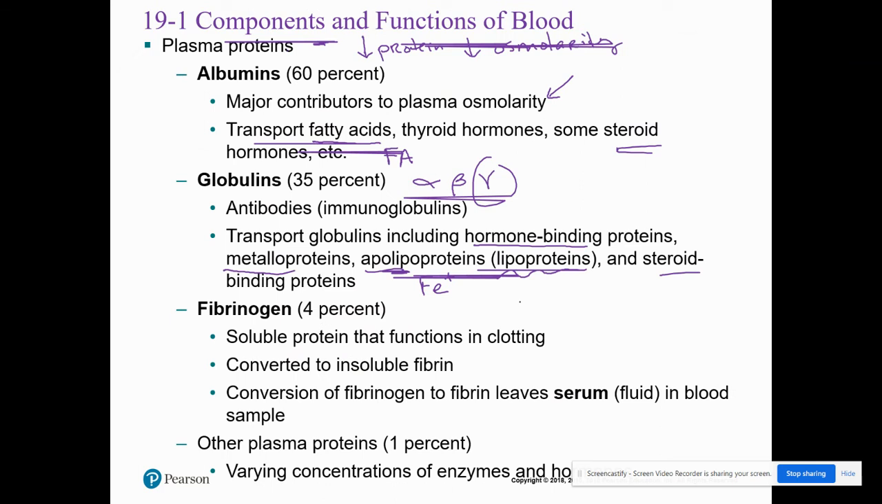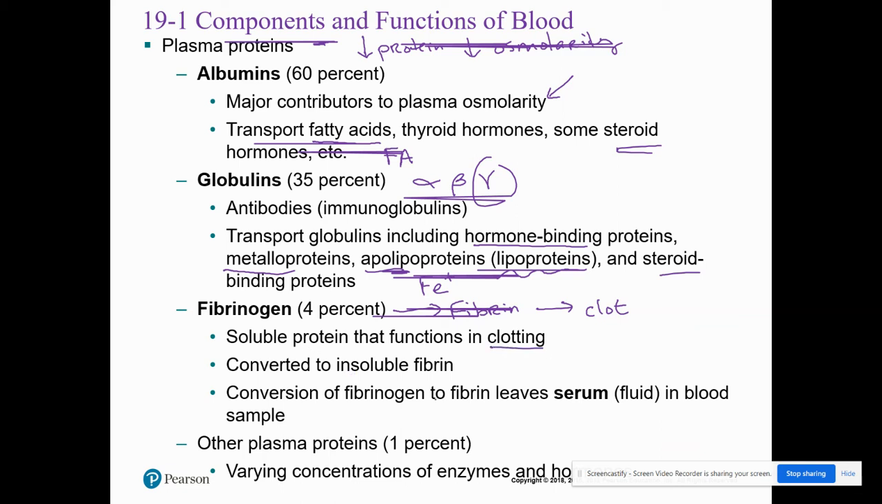All right. So for fibrinogen, what you'll see is this is going to be acted on if somebody gets cut. It's going to be turned into fibrin, and that fibrin will help form a clot, and then eventually that clot will get broken down by another protein as the scar tissue comes in and heals. So it's going to stay soluble until a clot is needed.